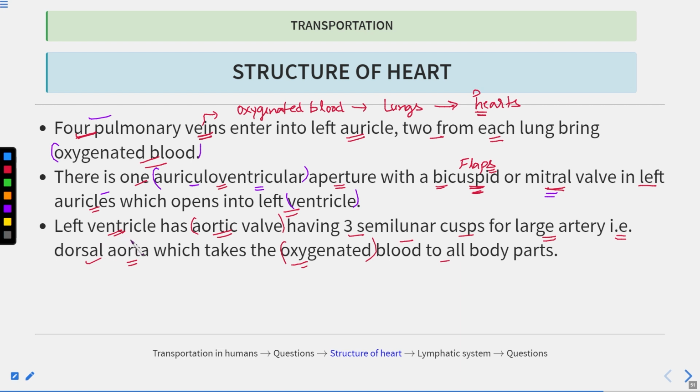Then here you can see the left ventricle has the aortic valve, which has three semilunar cusps, for the large artery known as the aorta.